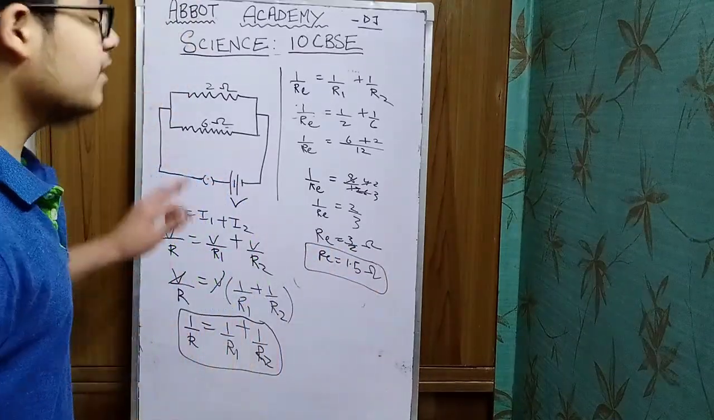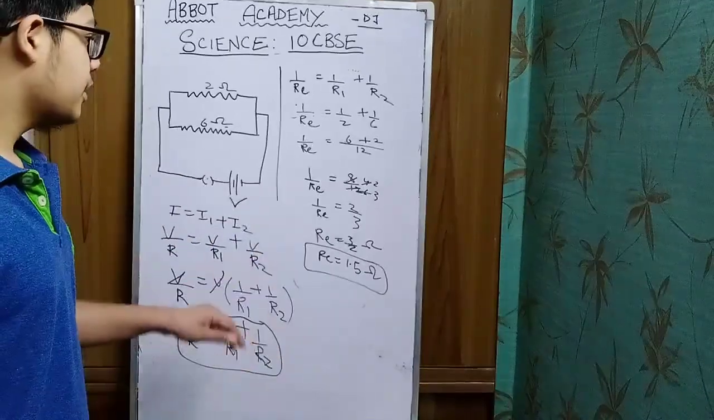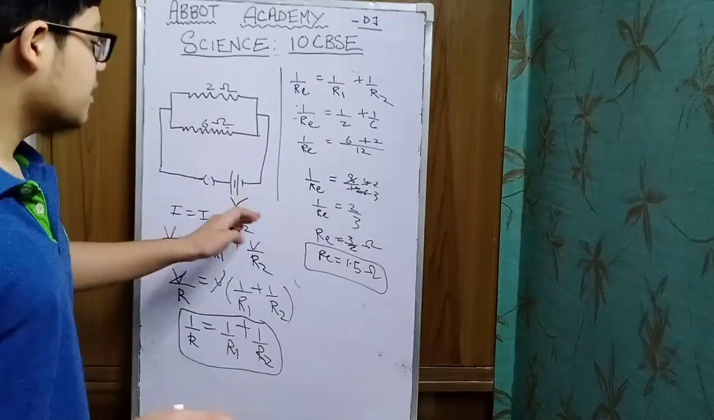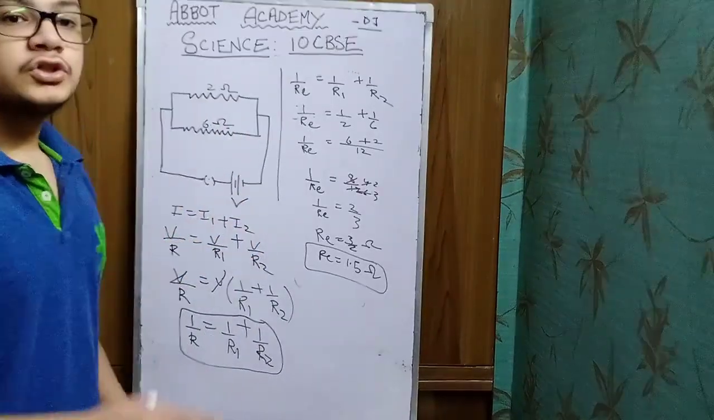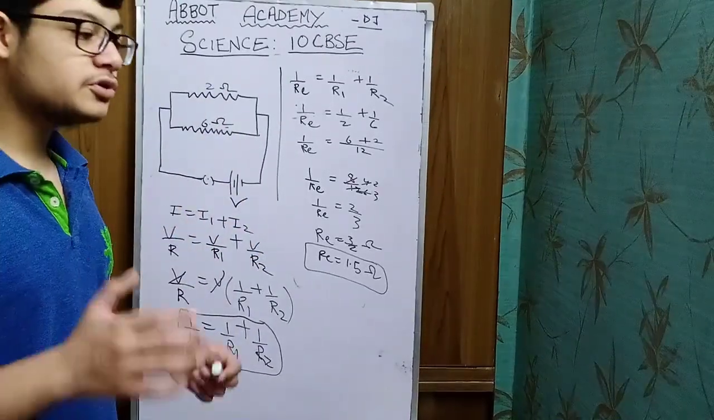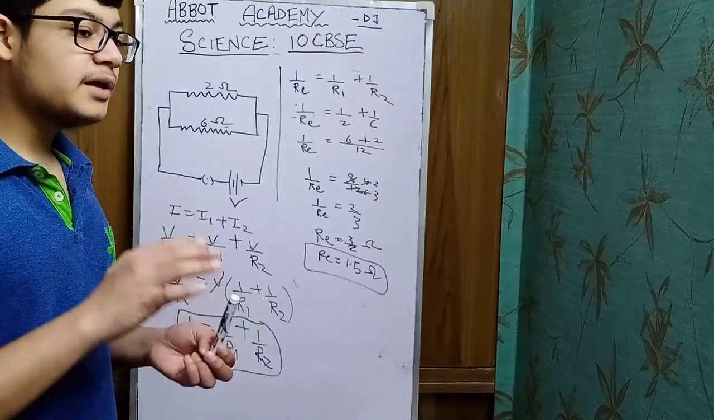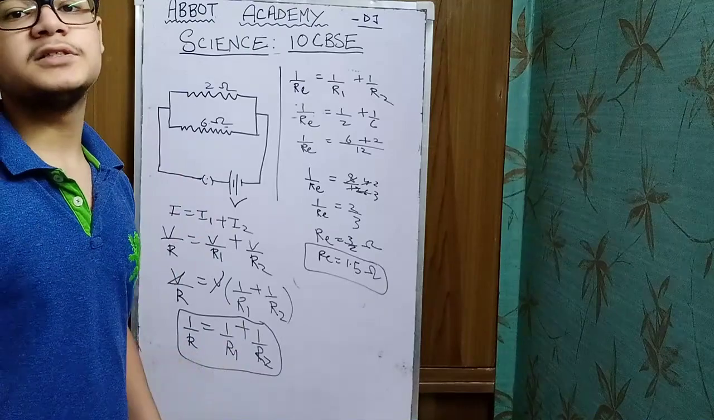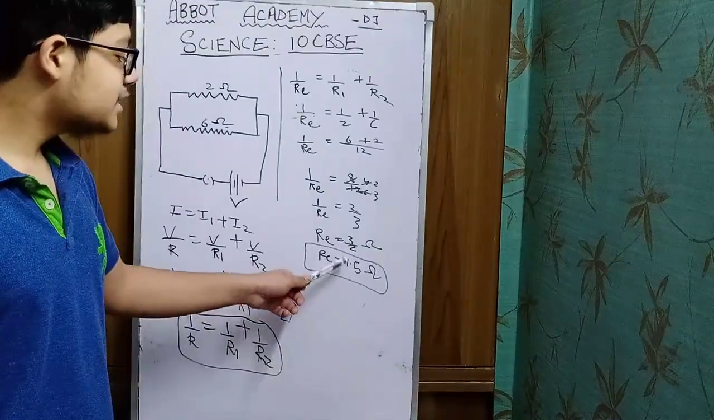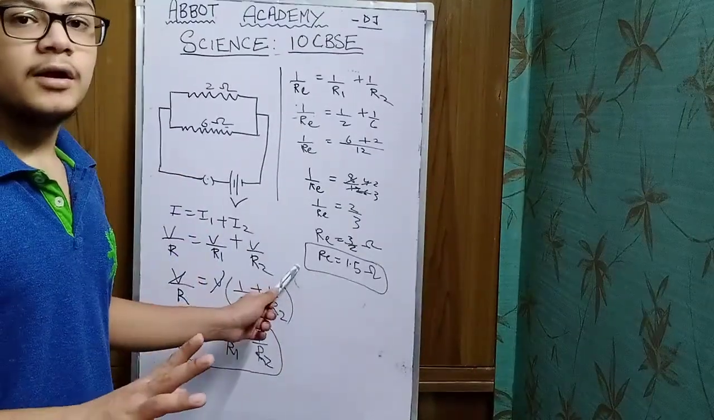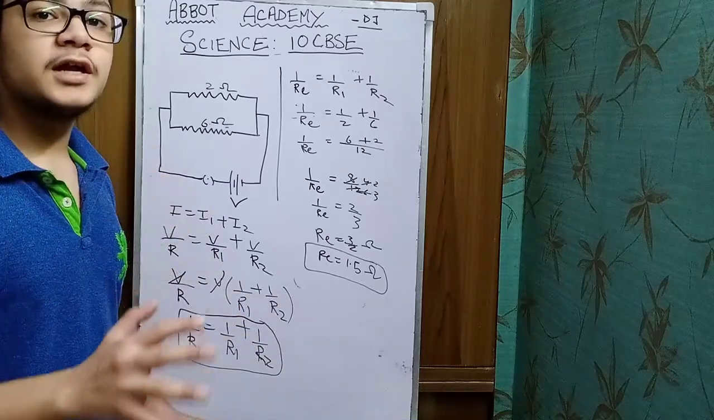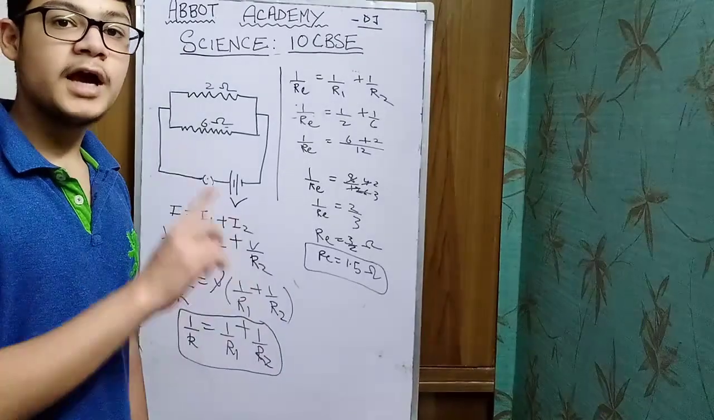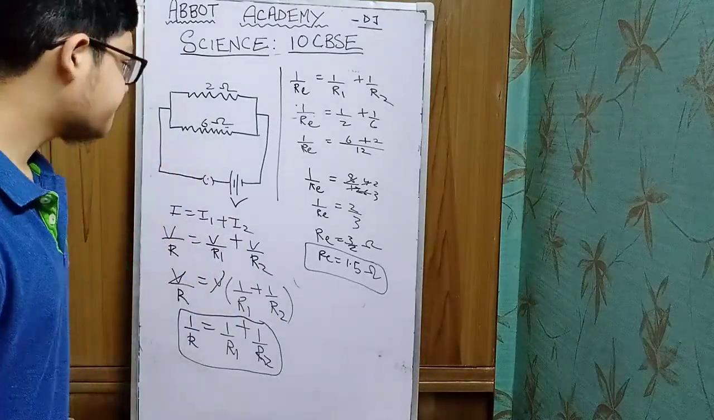In the case of series we got 8 ohm, but in the case of parallel we got 1.5 ohm. So the question also comes in this way: describe the arrangement you will connect to give the minimum equivalent resistance. For the minimum equivalent resistance we always connect the arrangement in parallel, and for the maximum equivalent resistance we connect the arrangement in series. Always remember that.